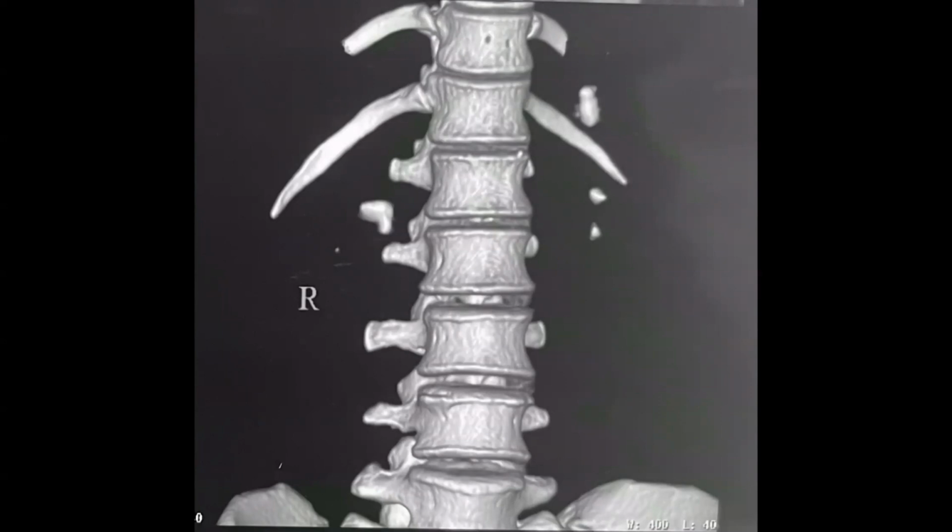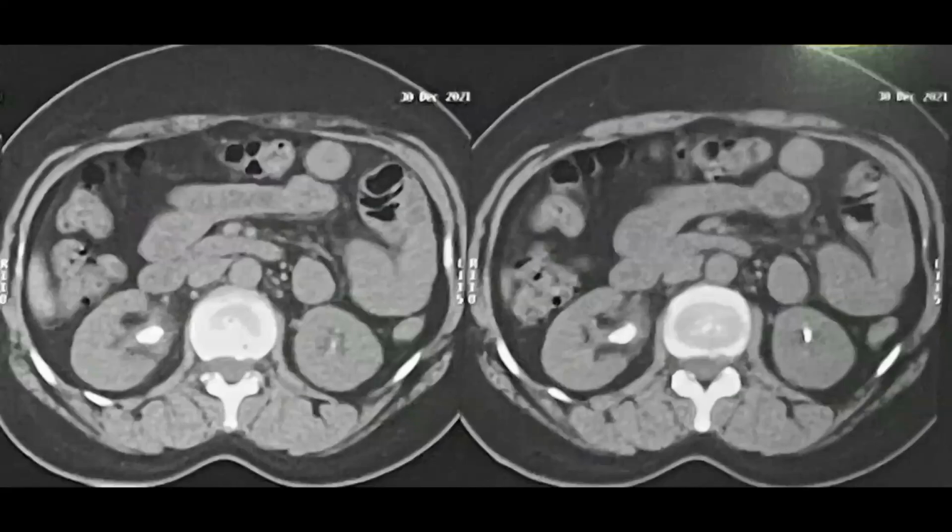The left kidney had 3 stones and the right kidney had a stone of 20 mm in the renal pelvis. The HU value was more than 1000. So this patient was planned for supine tubeless mini-PCNL.